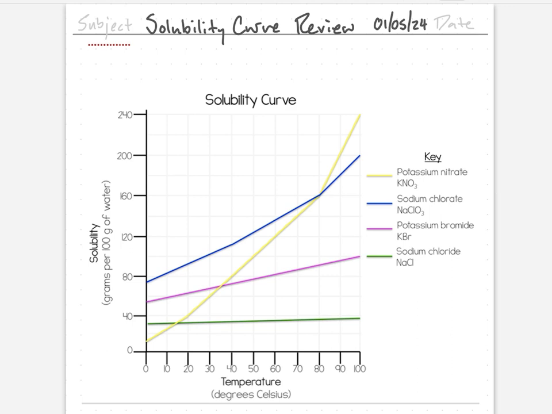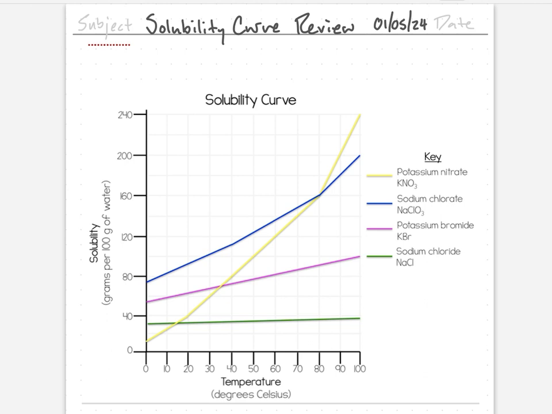Down here on the x-axis, we have temperature in degrees Celsius. That's just going to increase from 0 to 100, going from left to right. The numbers on the y-axis are in grams, and you can see those as I circle them. They go all the way up to 240. It's important that we pay attention to the numbers and how they're spaced, especially when plotting points.